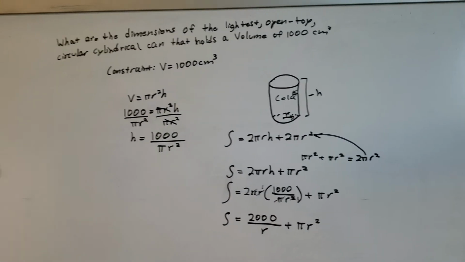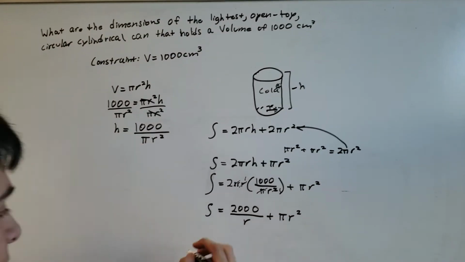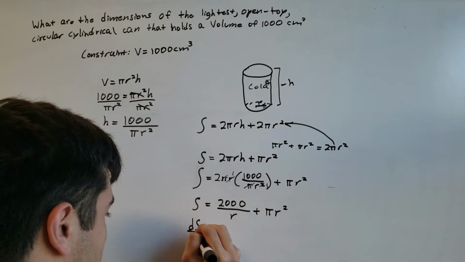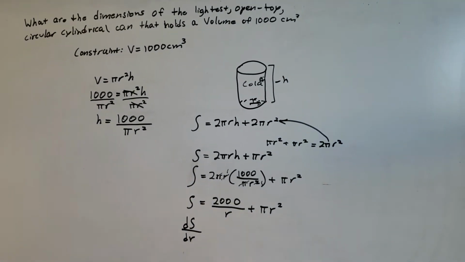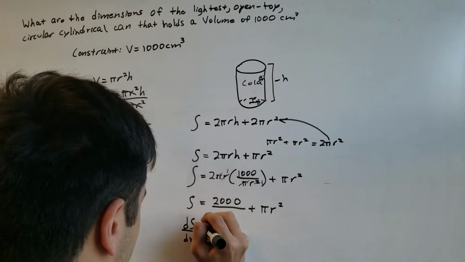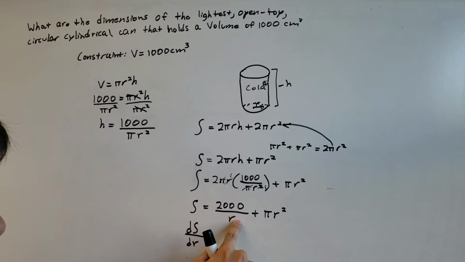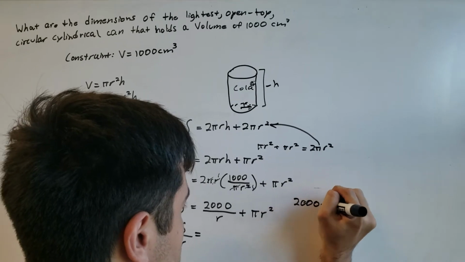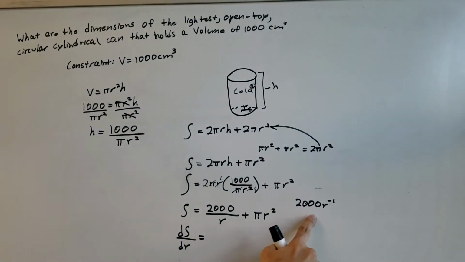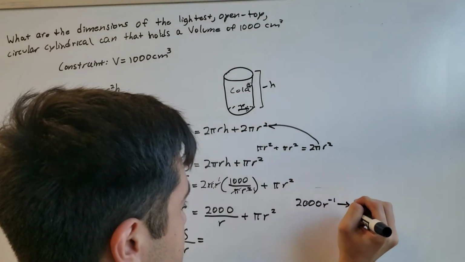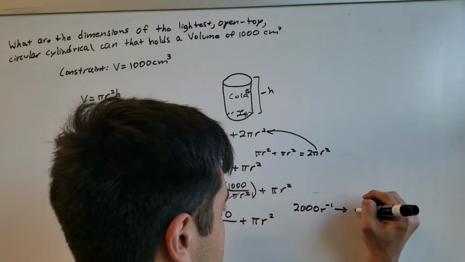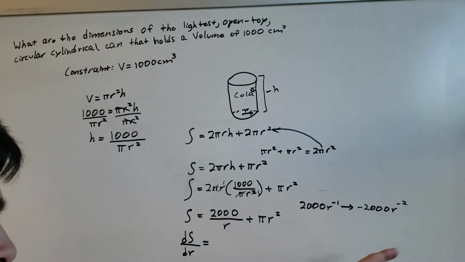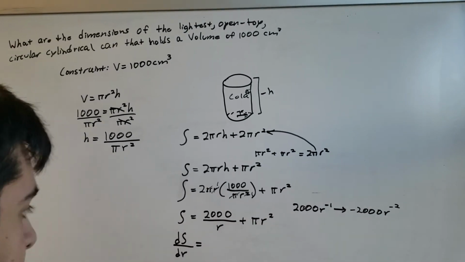Now let's take the derivative. The derivative of s, the surface area, with respect to r. R is the radius, the independent variable that we're taking the derivative with respect to. Now, how do we take the derivative of 2,000 over r? Well, 2,000 over r is the same thing as 2,000 times r raised to the negative 1 power. So the derivative is negative 1 times 2,000, which is negative 2,000, times r raised to the negative 2 power, because we're using the power rule here.